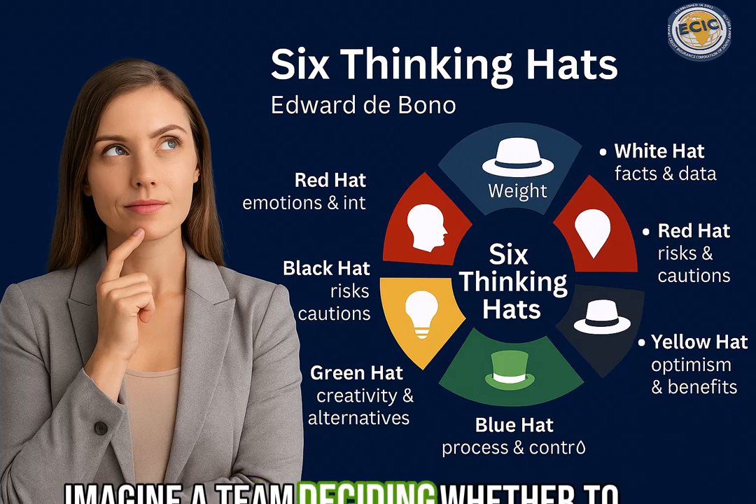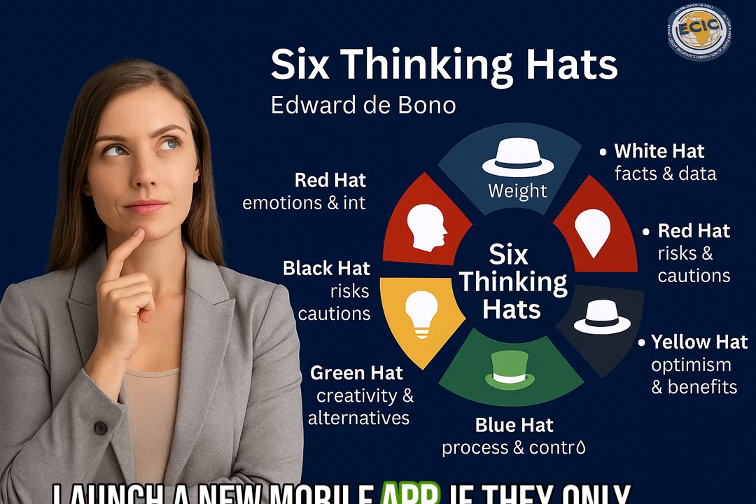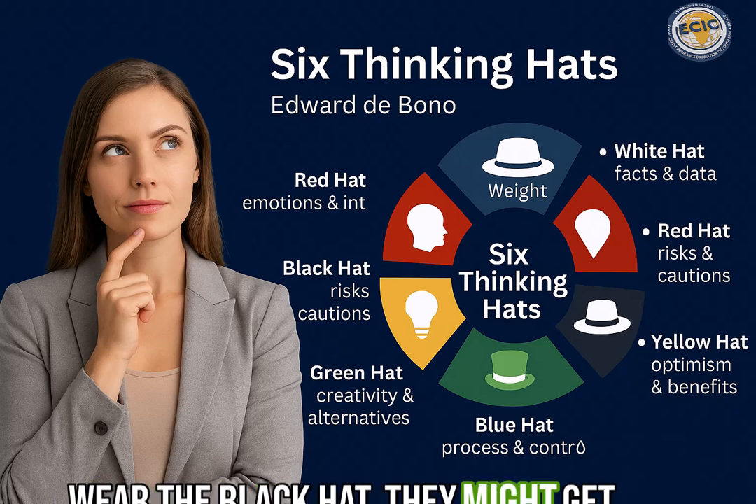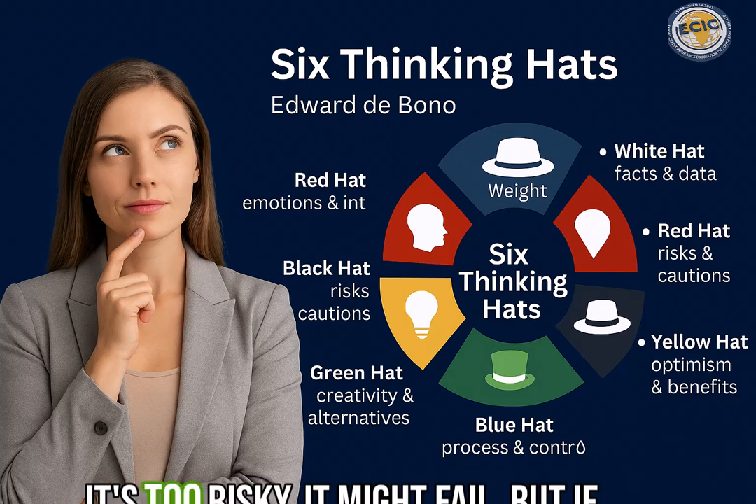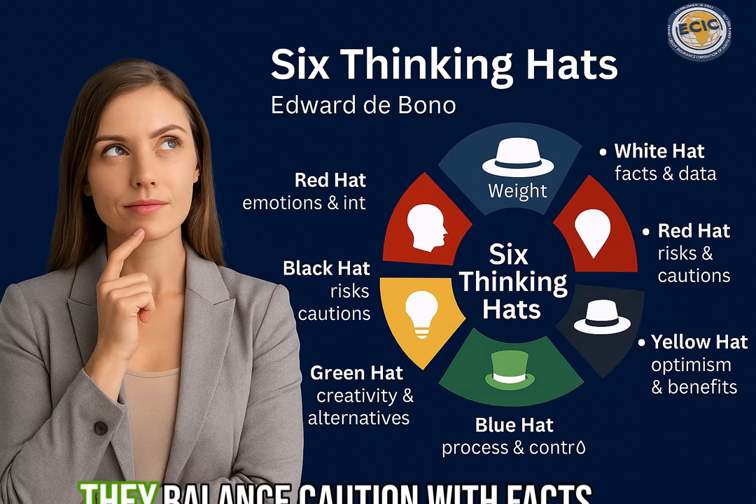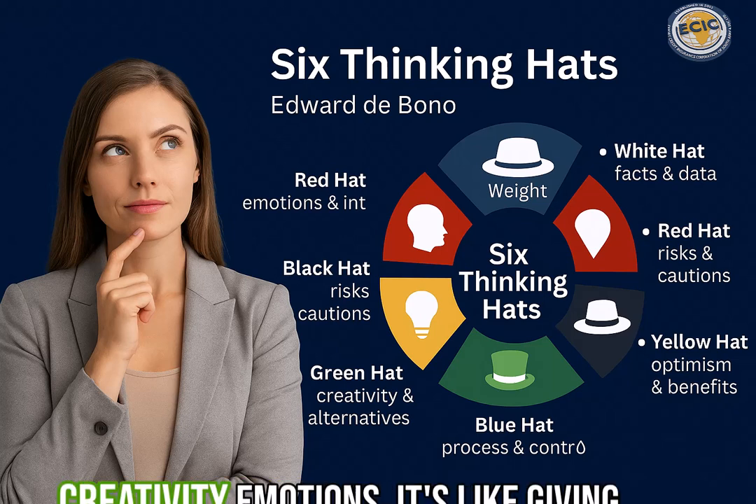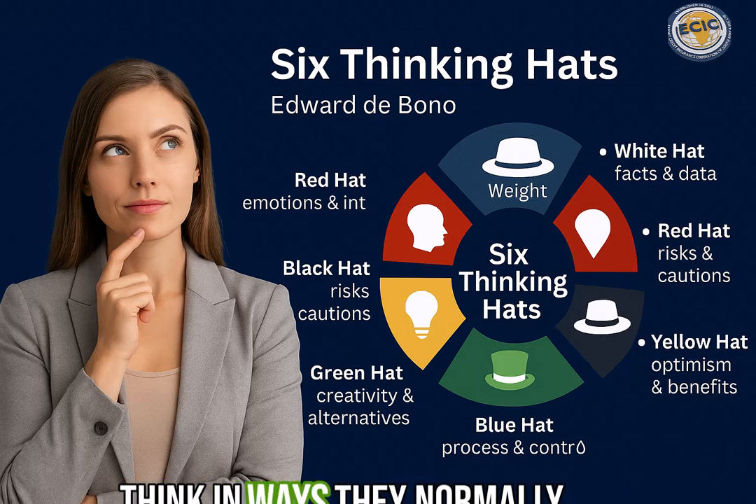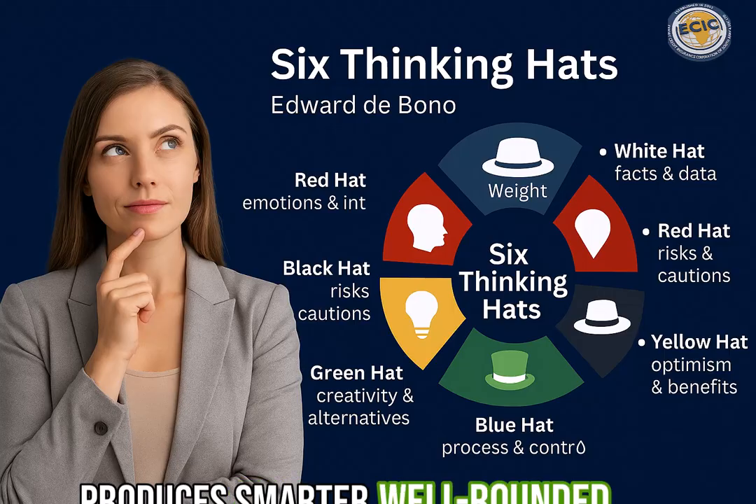Now imagine a team deciding whether to launch a new mobile app. If they only wear the black hat, they might get stuck in fear. It's too risky, it might fail. But if they rotate through all the hats, they balance caution with facts, creativity, emotions. It's like giving everyone in the room permission to think in ways they normally wouldn't, and that balance produces smarter, well-rounded decisions.